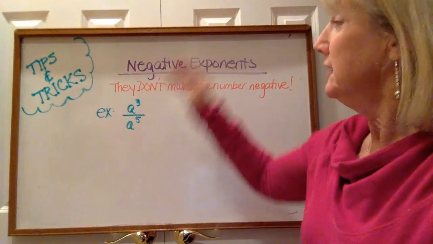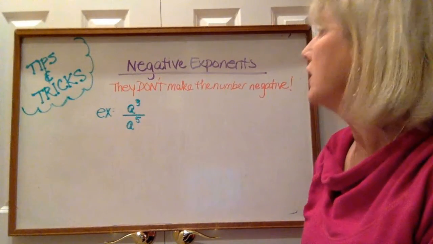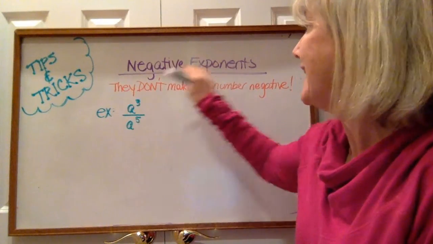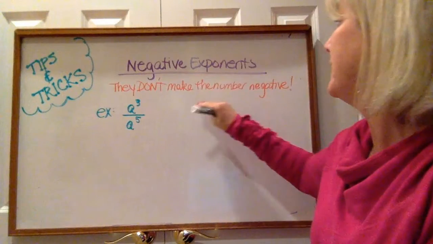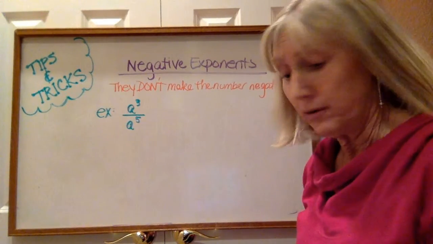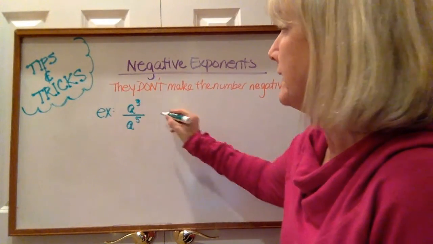Here they are. So today we're going to be talking about negative exponents and what they are. My big hint for today is negative exponents do not make the number negative. What it means is reciprocal, and I'll show you why. So here's my example. We have a to the third divided by a to the fifth.